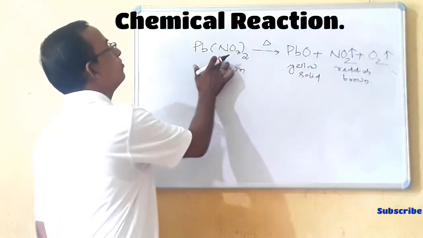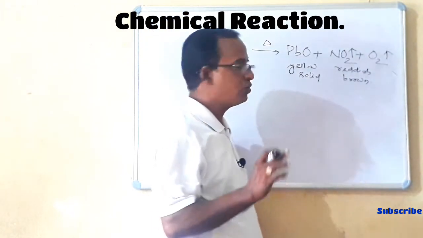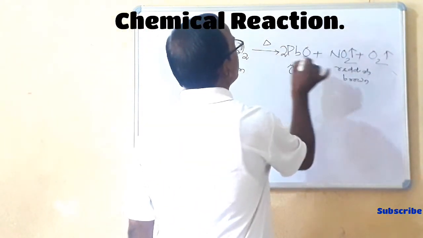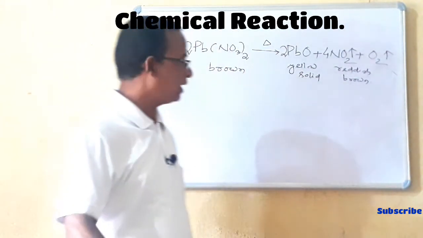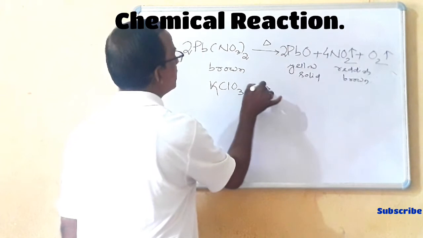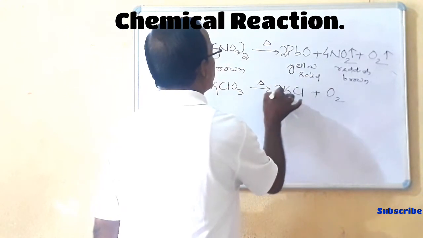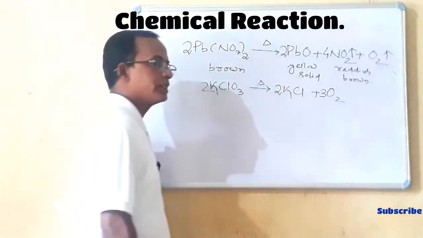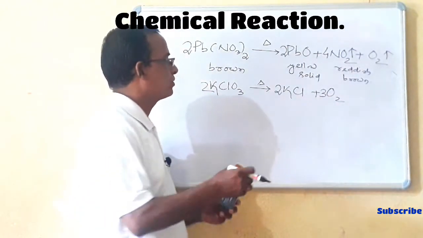So lead nitrate on decomposition, or when it is heated, produces lead oxide plus NO2 plus O2, and if we balance it, that means 2 PbO plus 4 NO2. So lead nitrate on decomposition produces this. Similarly, potassium chlorate, KClO3, when it is heated, produces potassium chloride plus oxygen. For balancing, 2 is multiplied, it is 6, so plus 3O2. It is also an example of thermal decomposition reactions.